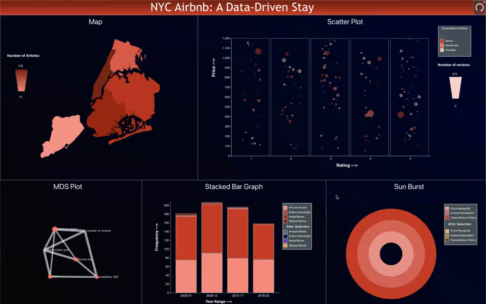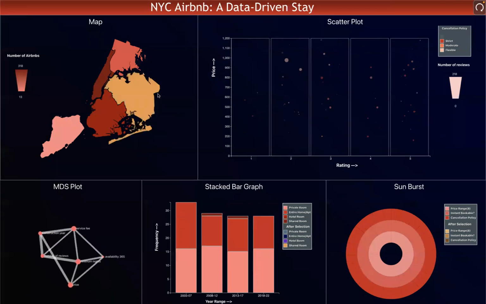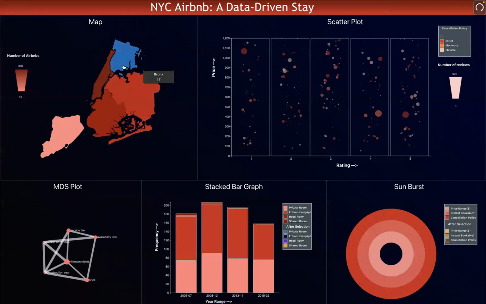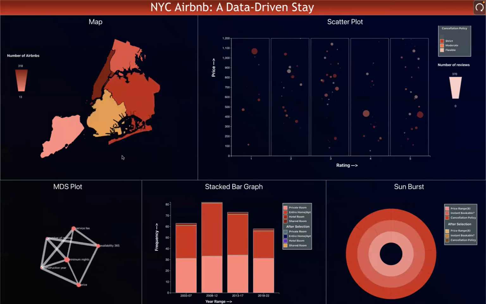So we have implemented the following plots. Let's come on to the first, which is the map. It is a choropleth map where different boroughs are colored according to the number of Airbnbs contained in it. And we have also provided the basic interaction functionalities on click, on hover, and unclick as well.